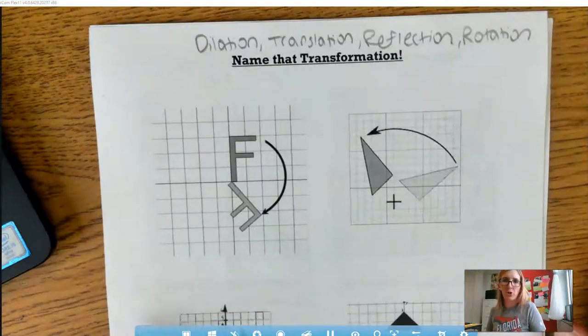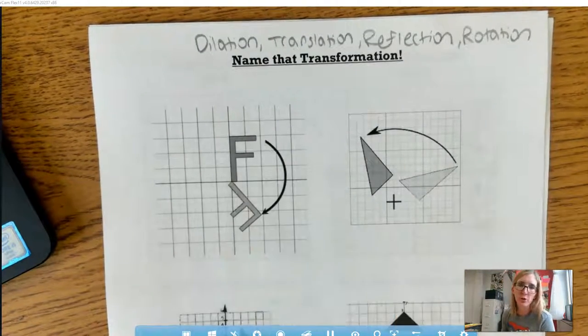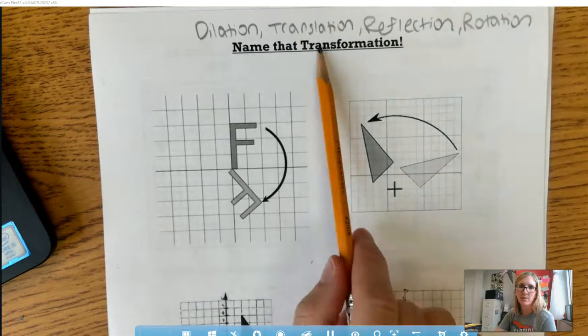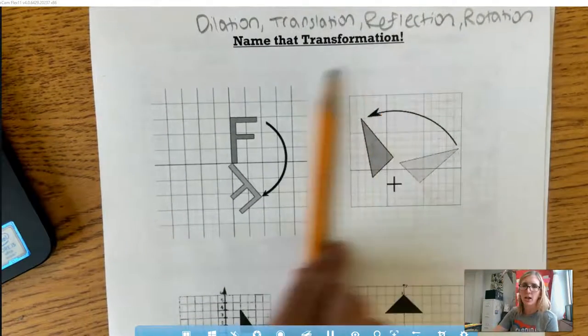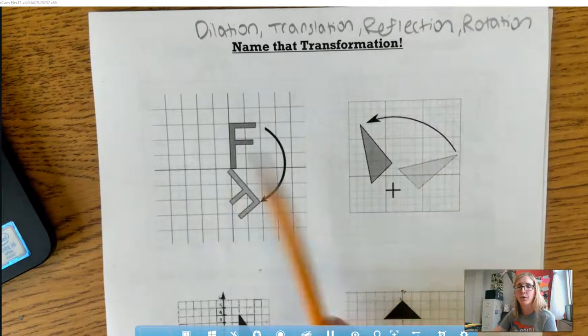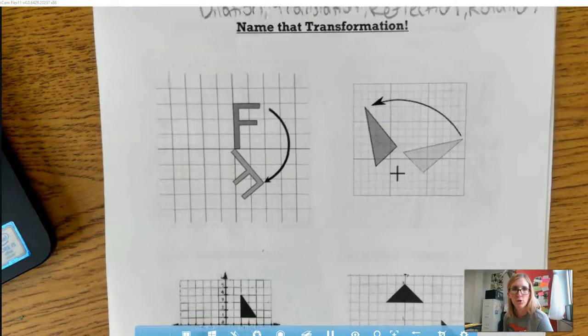Name that transformation. So we've already talked about 3 of the above transformations, right? We talked about dilations and how they change size. We've talked in depth about translations and how they slide left, right, up, and down. We've talked about reflections, reflecting over the x, the y, the line y equals x, and the line y equals negative x. So the only transformation we haven't talked about is rotation.